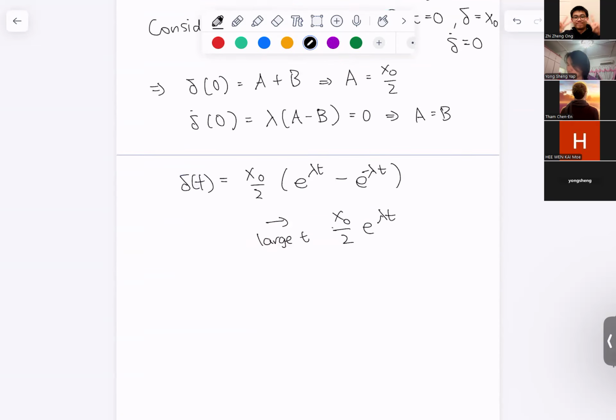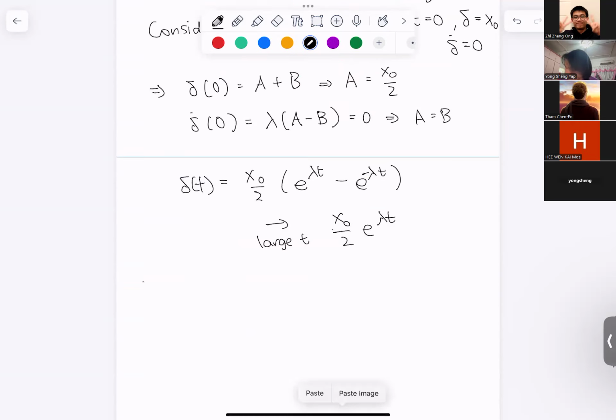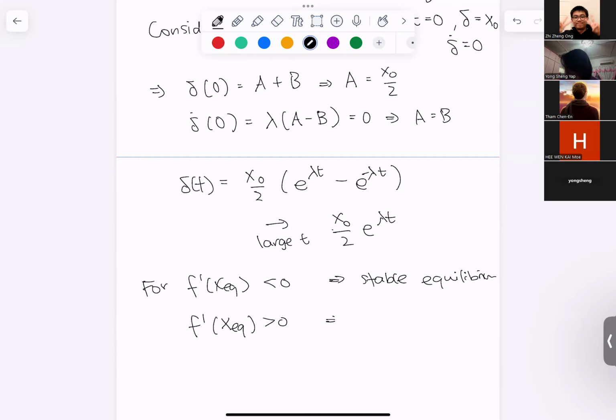And basically this tells you that for f prime of x star smaller than zero, this is a stable equilibrium, and for f prime of x star larger than zero, this is an unstable equilibrium. Okay?